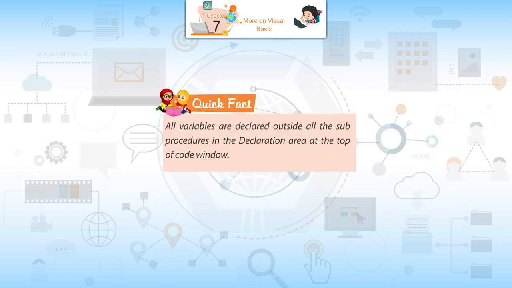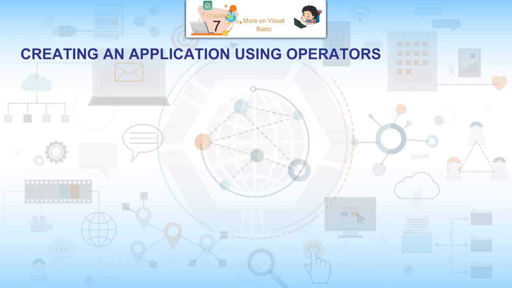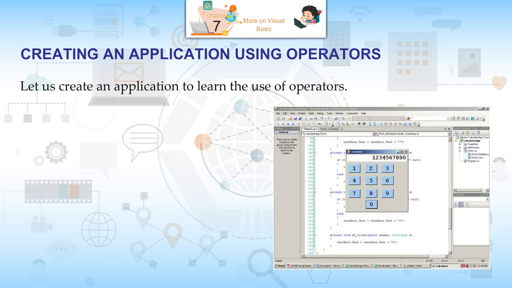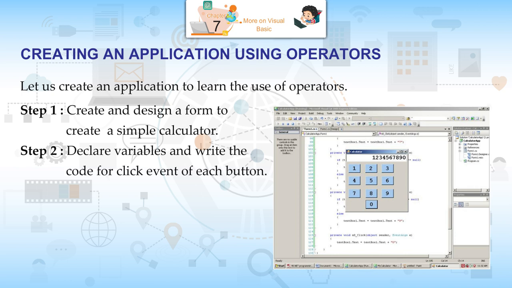Quick fact. All variables are declared outside all the sub-procedures, in the declaration area at the top of the code window. Creating an application using operators. Let us create an application to learn the use of operators. Step 1. Create and design a form to create a simple calculator. Step 2. Declare variables and write the code for the click event of each button.